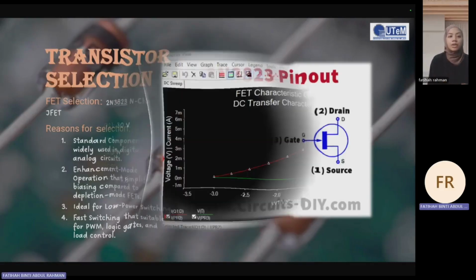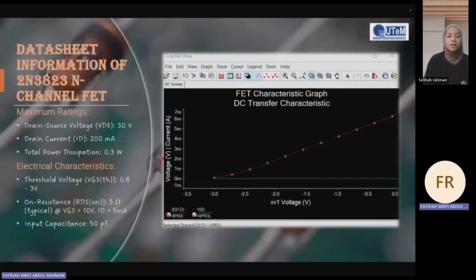Next, I will show you the 2N3823 datasheet highlights. The specifications include the drain source voltage, which is 30 volts, drain current 200 milliamperes, total power dissipation 0.3 watts, threshold voltage between 0.8 volts to 3 volts, on resistance typically 5 ohms, and input capacitance is 15 picofarads.